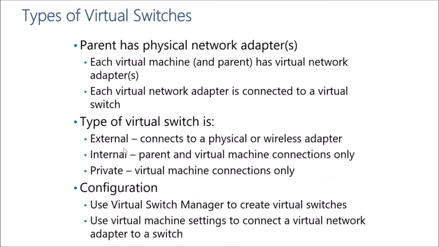External connects to the physical network, whether that be wireless or Ethernet. Internal, which is like what we know as host-only, is only available to the virtual machines or the parent connections only. And there's private, which is only for virtual machines, not even the parent. Okay. For configuration, we use the virtual switch manager, and in your labs you'll walk through a couple of examples of that to create virtual switches. We can use the virtual machine settings to connect to a specific virtual switch, very similar to the idea of connecting our virtual machines by selecting the virtual switch they're connected to.